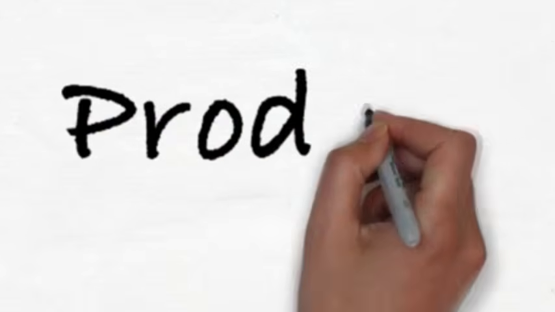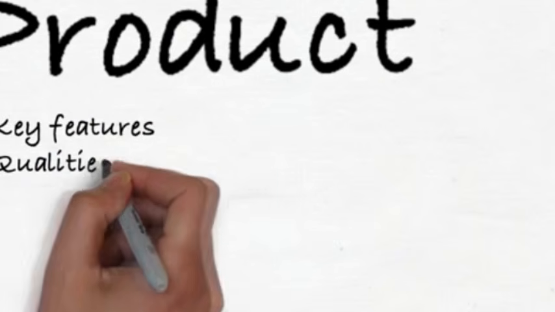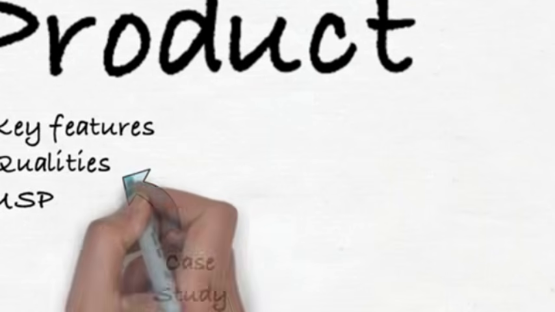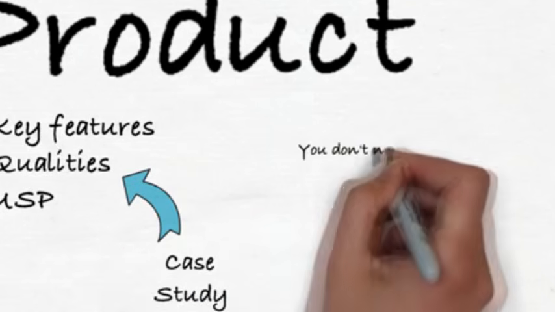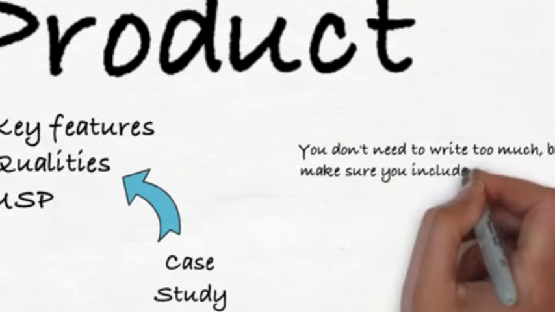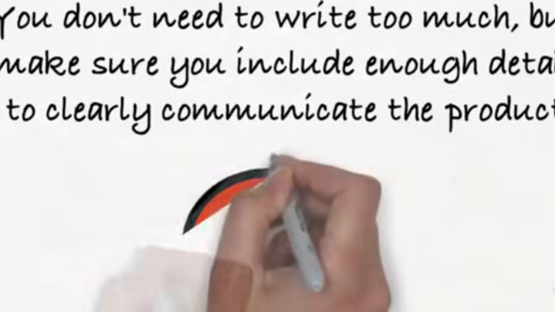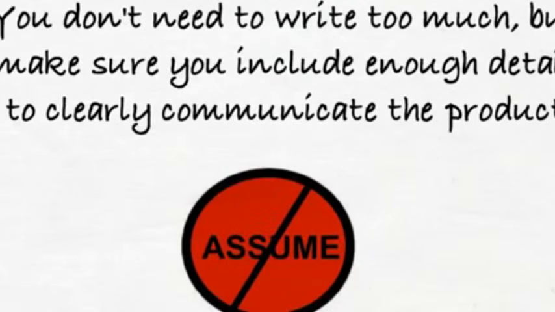You should start by outlining the key features and qualities of the product or service and explaining its unique selling point. You will find this information in the case study. You don't need to write too much here, but make sure you include enough detail to clearly explain the product. Don't assume that the examiner already knows this information.